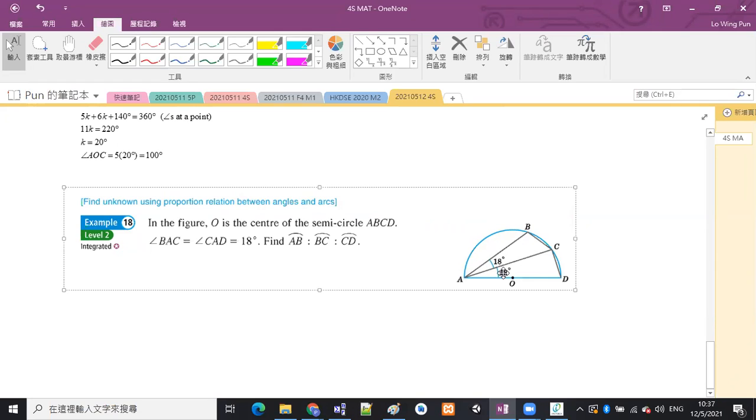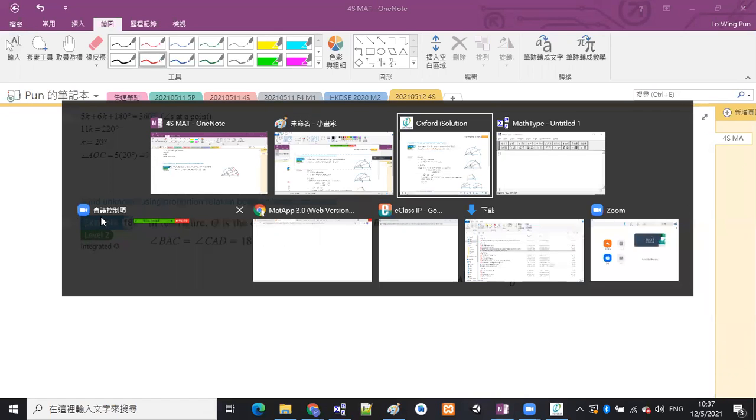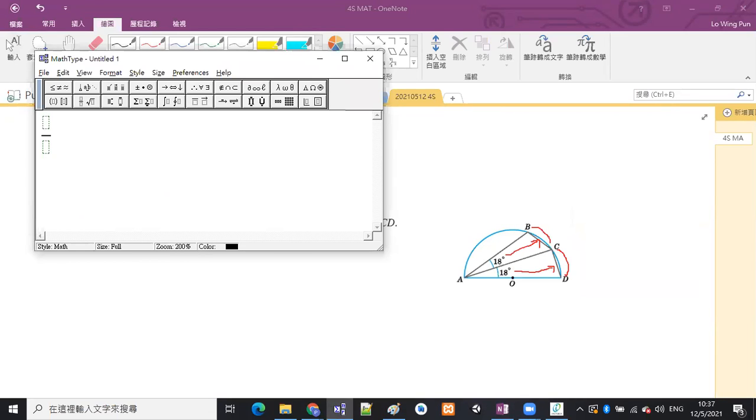We have 18 degrees and 18 degrees. The first 18 degrees, angle BAC, is looking at this arc, arc BC. Okay, this is like this, and then the second 18 degrees is looking at the arc CD. Okay, so we can form a ratio of arc BC to arc CD first. So arc BC to arc CD is equal to the ratio of angle BAC to angle CAD. And again, this time it is arcs proportional to angles at circumference, right?